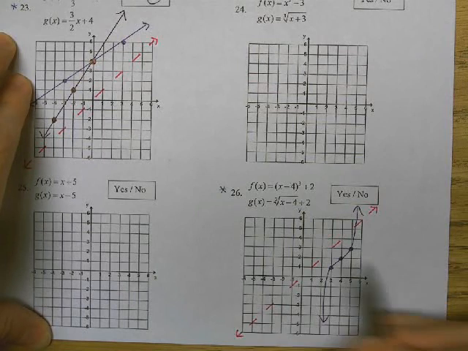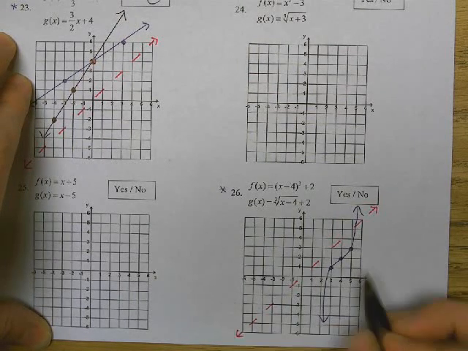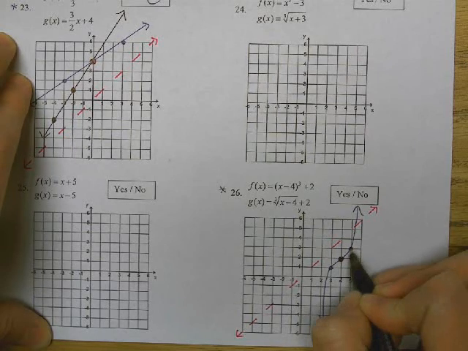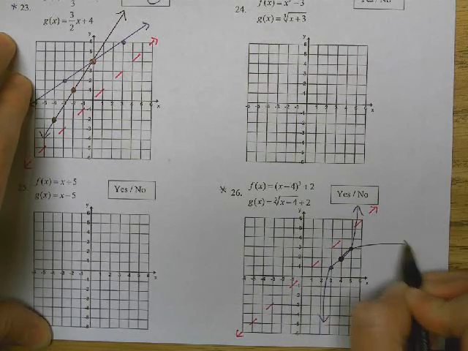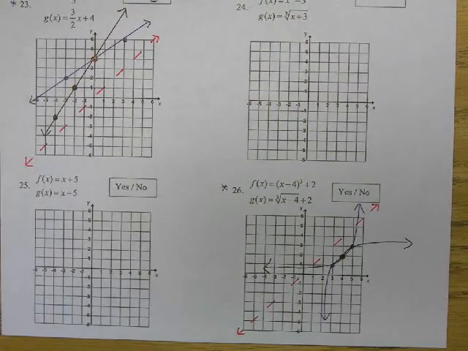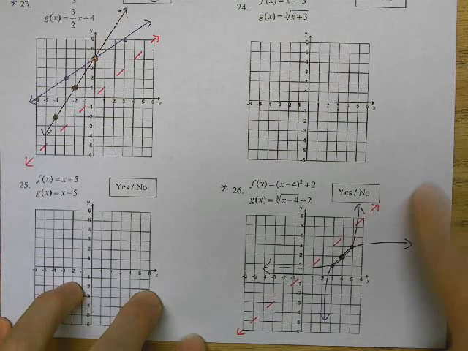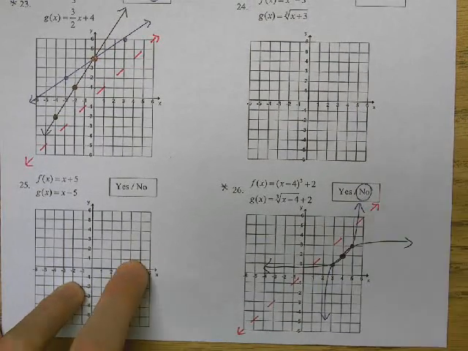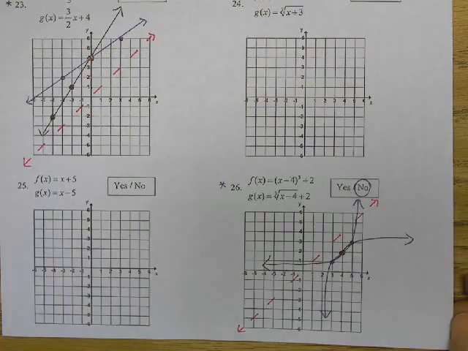This one I'm taking the cube root, which is the left and right one, and moving it to the right 4 and up 2. So then I'm going to get those points. Even though these do look like they are reflected, they are not reflected across the line y equals x. So again, we have no.